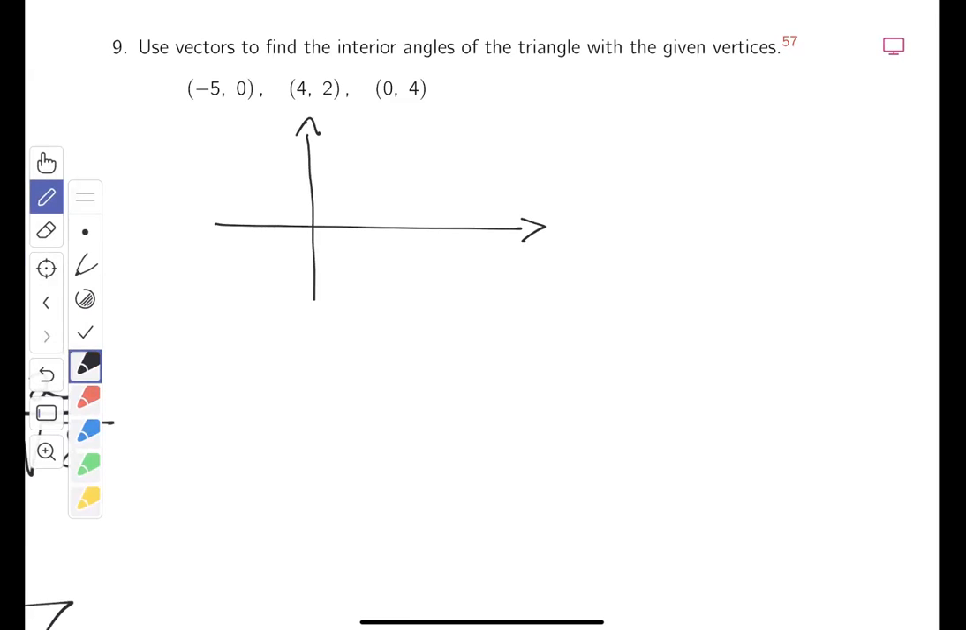All right, let's take a look. I'll put the points down for you. And let's see, I'll put down, I don't know, 0, 4 first. And then I'll put down 4, 2. This is just an approximate picture, by the way. And then I'll put down the point -5, 0. I'll draw my triangle in.